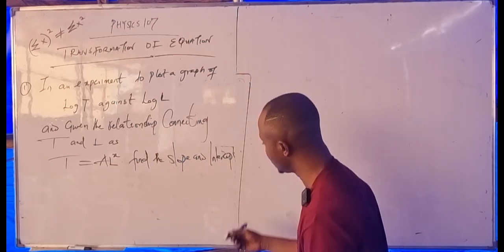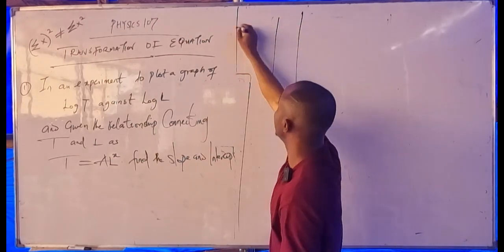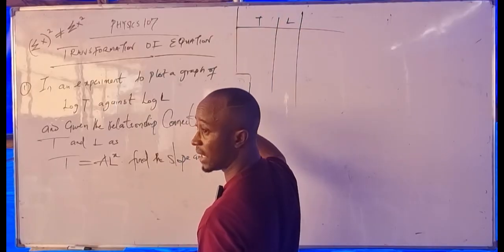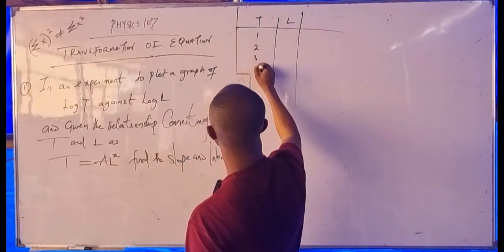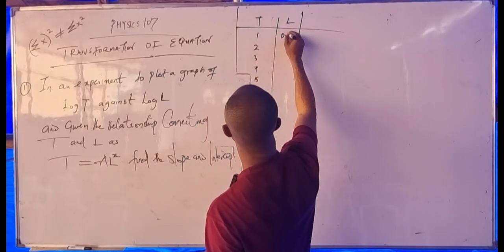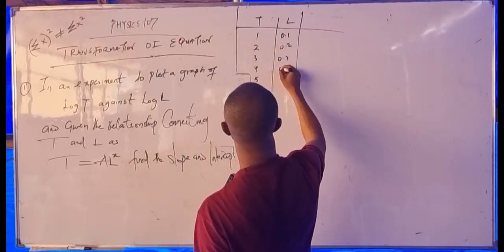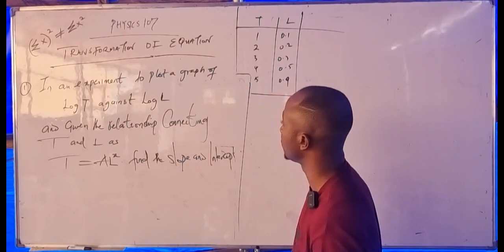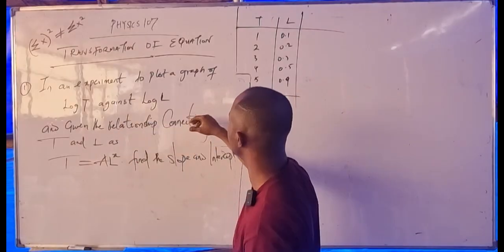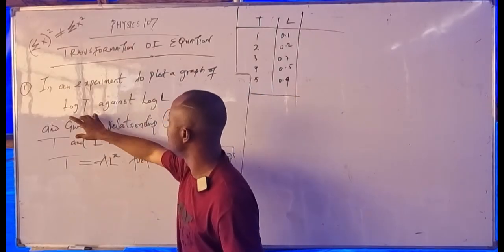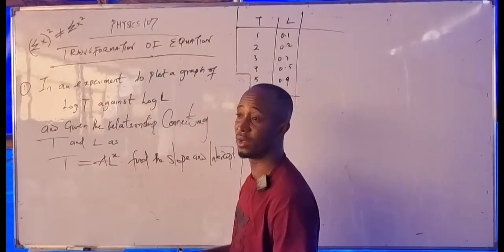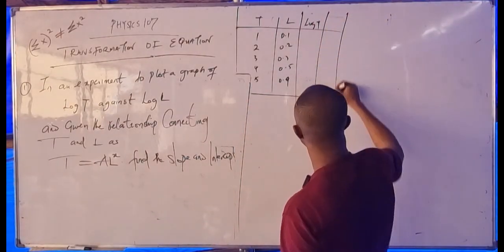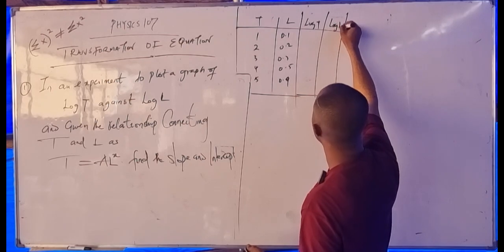Now let's say we are given an experiment. Let's say for example we have a table of values. Are you getting the gist? And we have T and we have L. Let's say T will give 1, 2, 3, 4, 5. Here we have 0.1, 0.2, 0.3, 0.5, 0.9, and so on. And we have to plot a graph of log T against log L. You create a graph of log T, and you put here log L.